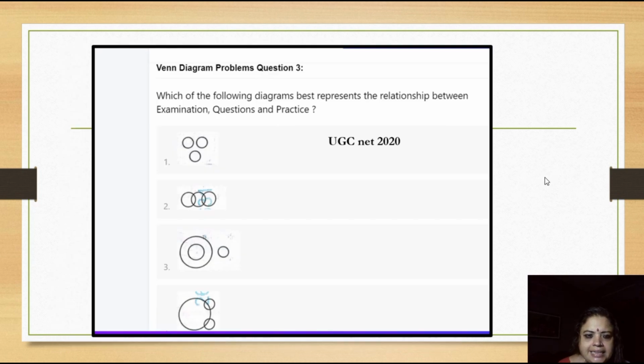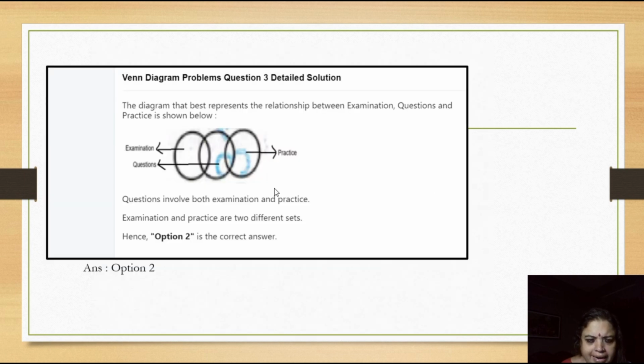Now let us see the next one. Which of the following diagrams represents the relationship between examination, questions and practice? You are given 4 options. So, what is the relationship between examination, questions and practice? When we do the examination, we need to answer the questions, and practice also helps to write the examination in a very good manner. So, what is the relationship?